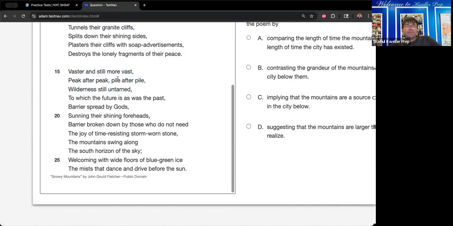And then there's different ways that it shows it here. It says nature is still more vast. There's peak after peak, pile after pile, barriers spread by gods. Barrier broken down by those who do not need the joy of time-resisting storm-worn stone. And then here it talks more about nature, like the mountains swing along. It's as if nature is counteracting, also destroying itself, right?